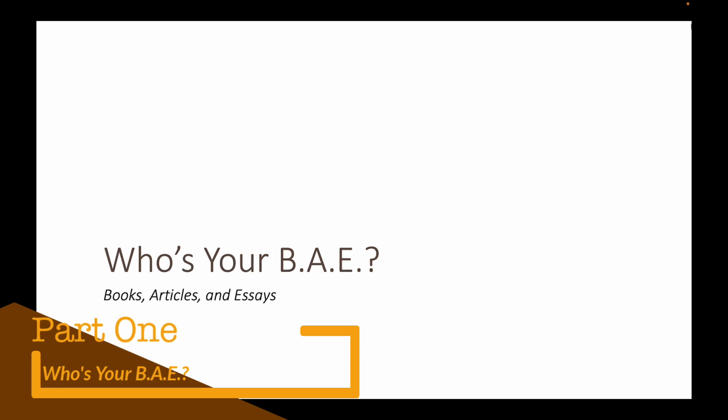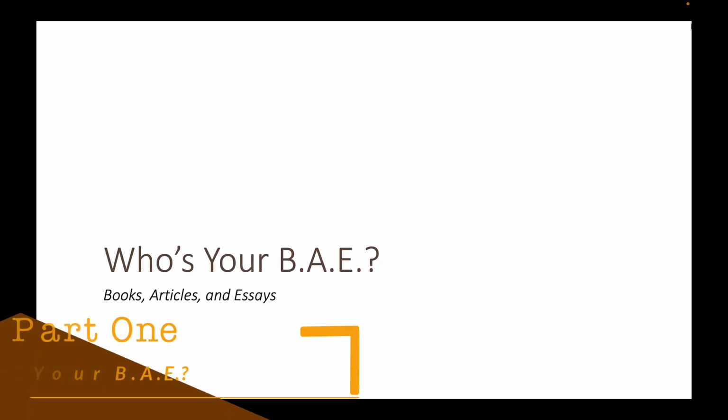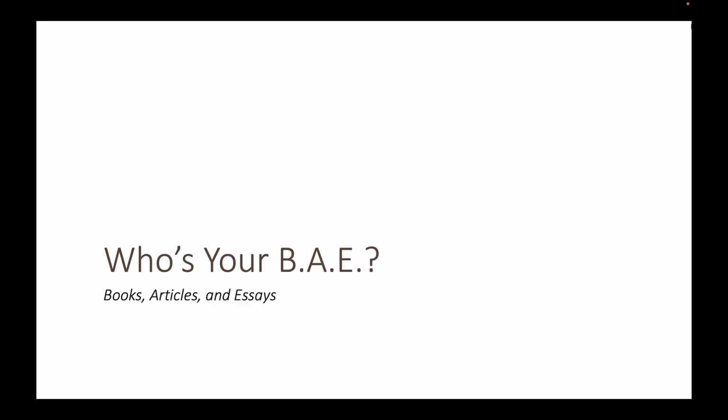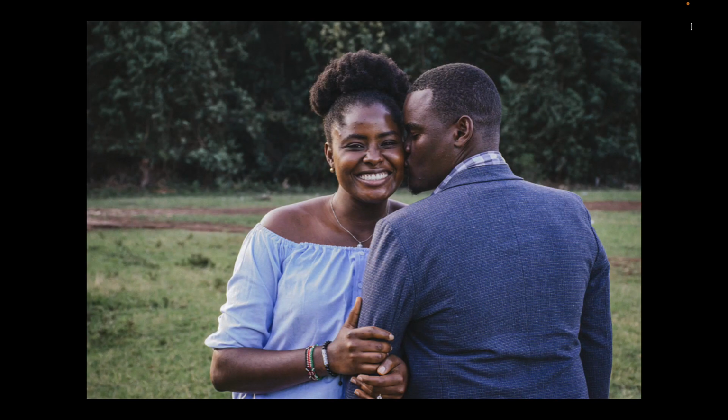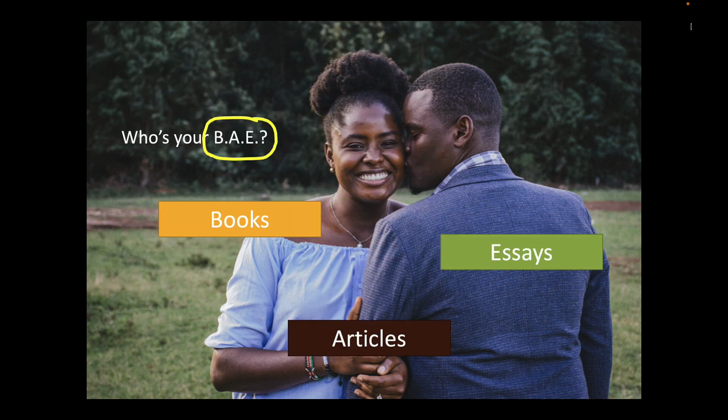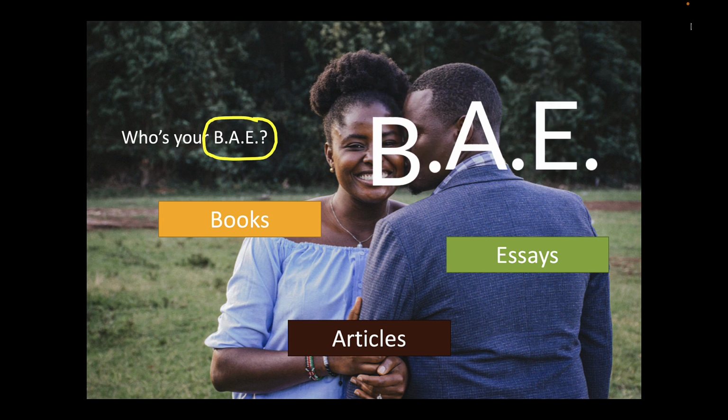Okay, here's the central question of this lesson. Who's your bae? I'm going to say it over and over again. You're going to get totally annoyed with me using that. But let's answer it first and foremost by just figuring out what this acronym means. So, who's your bae? Well, it's really simple. Your bae is books, articles, and essays. Books, articles, and essays, B.A.E. That's who your bae is.